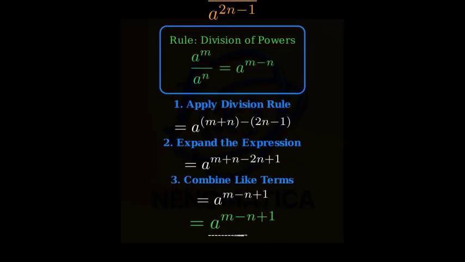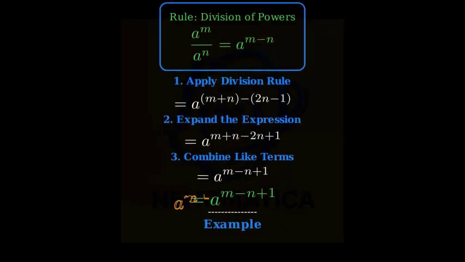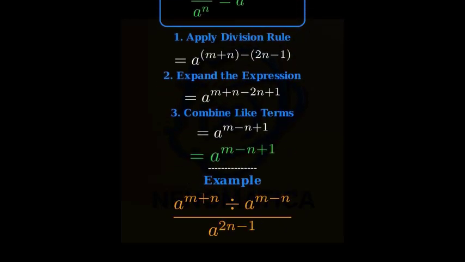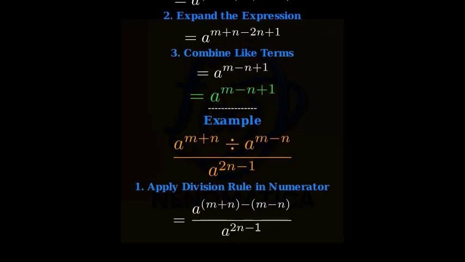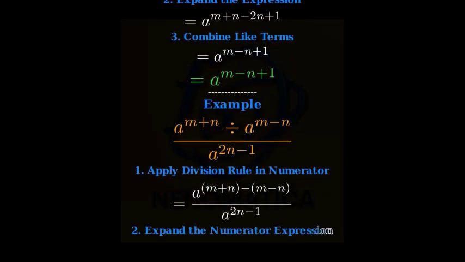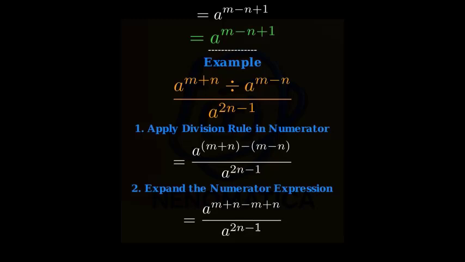Now, let's look at the next example from our image. We have a to the power of m plus n divided by a to the power of 2n minus 1. Let's solve this step by step, following the approach shown in our image. First, we simplify the numerator by applying the division rule of exponents. The numerator becomes a to the power of m plus n minus parentheses, m minus n.